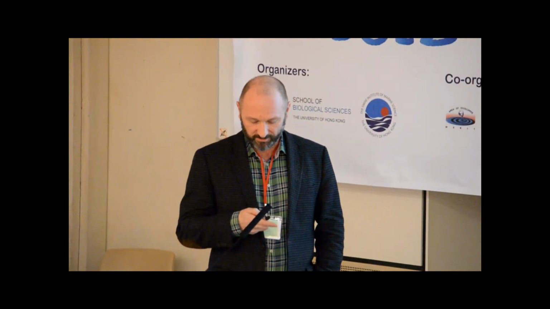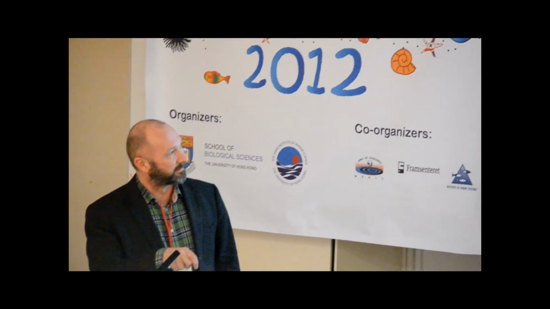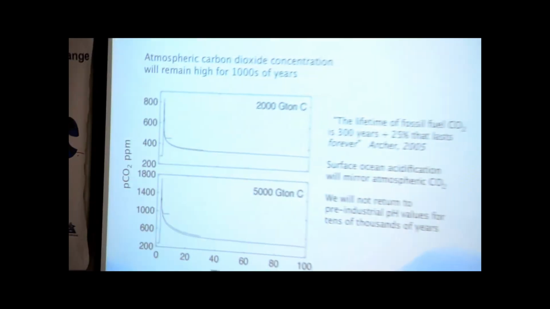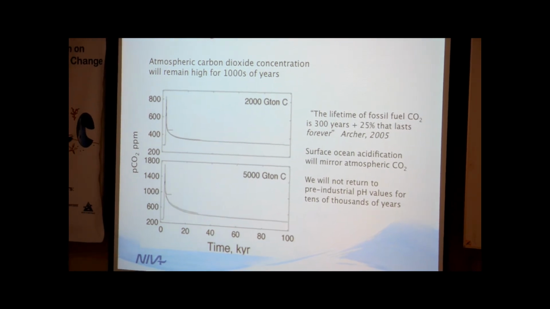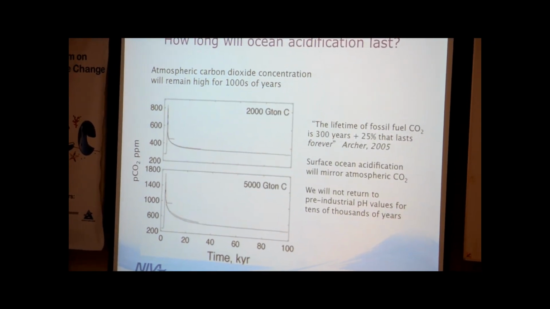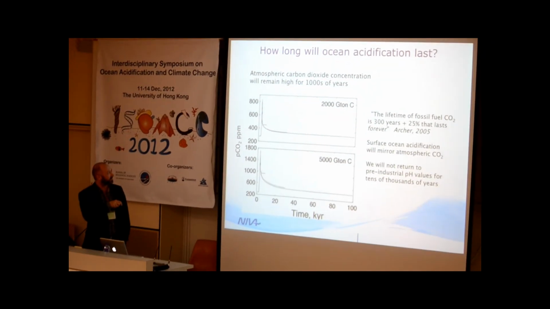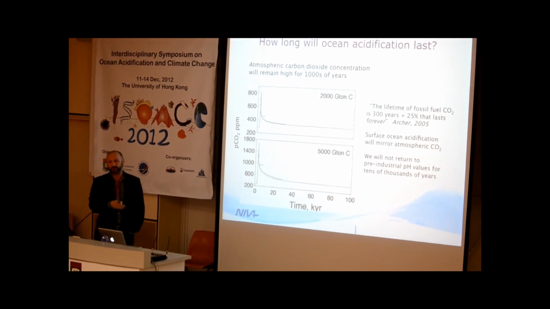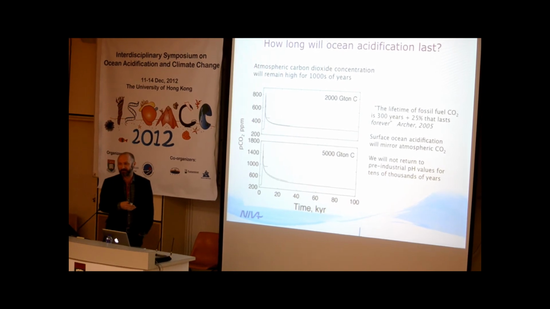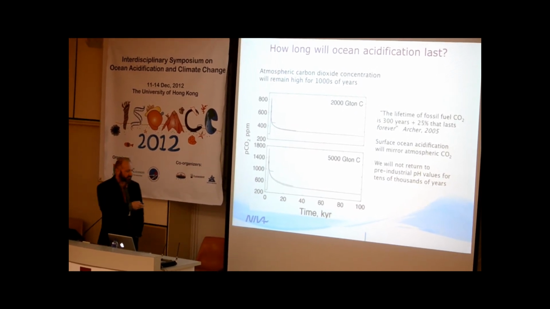determining. But it's something certainly relevant to policy, and when you're speaking to your policy makers or communicating in education, is how long this will last. I mean, David Archer said, quite a long time ago, the lifetime of fossil CO2 is 300 years plus 25% that lasts forever. You've got to realize that even if we stop now, it will take 100,000 years before pH gets down to the levels it was before 1860.